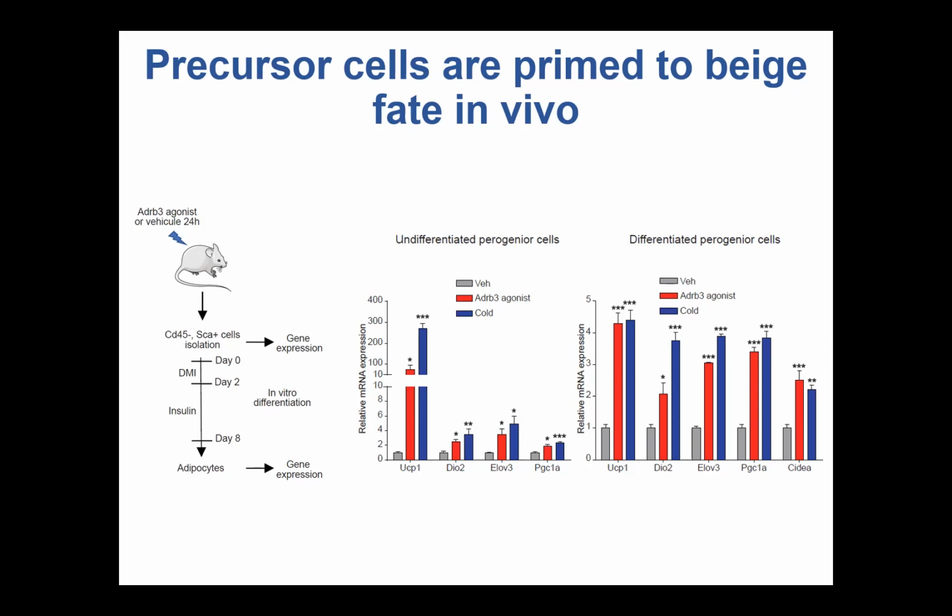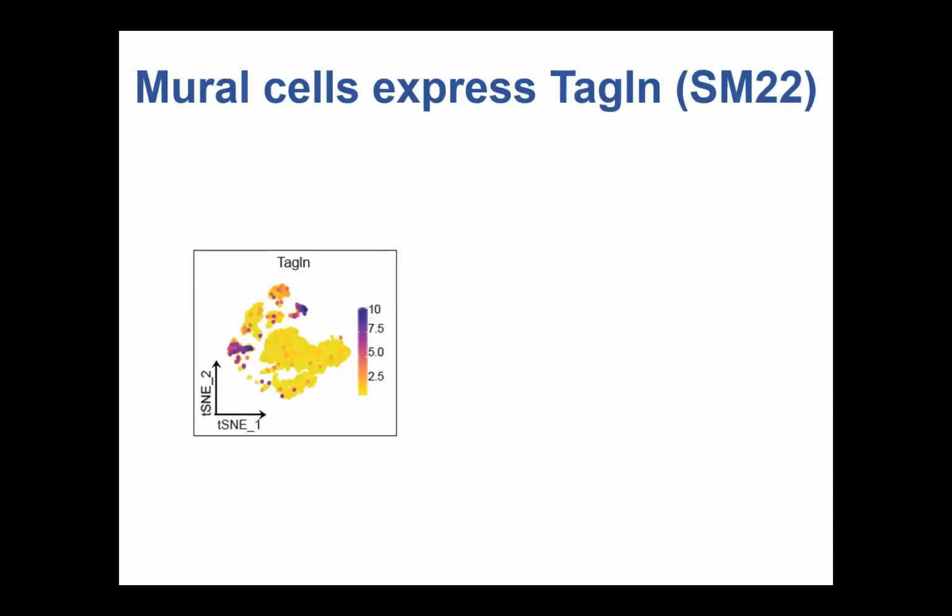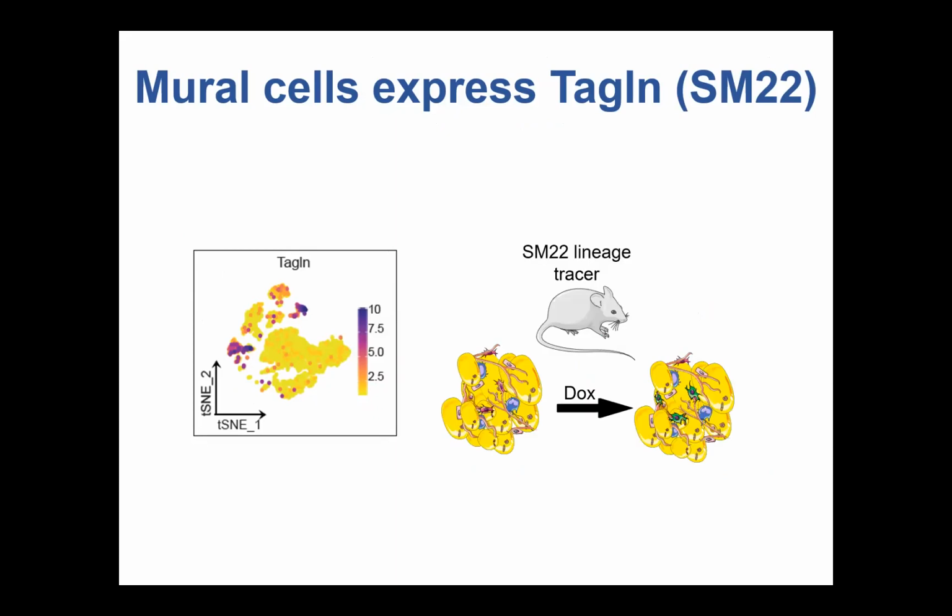So the next question was, can we actually follow those cells in vivo and predict that this is what's really happening in vivo? So we went back to our single cell sequencing, and we looked at gene markers that are expressed within those mural cells. And we found that the SM22 transgene is highly expressed in those cells. So we generated a mouse that enables us to do lineage tracing in vivo. And basically, when the mice are fed doxycycline, the cells within the tissue start to express GFP in mural cells. This will allow us to follow the destiny of those cells if the mice are treated with different treatments.